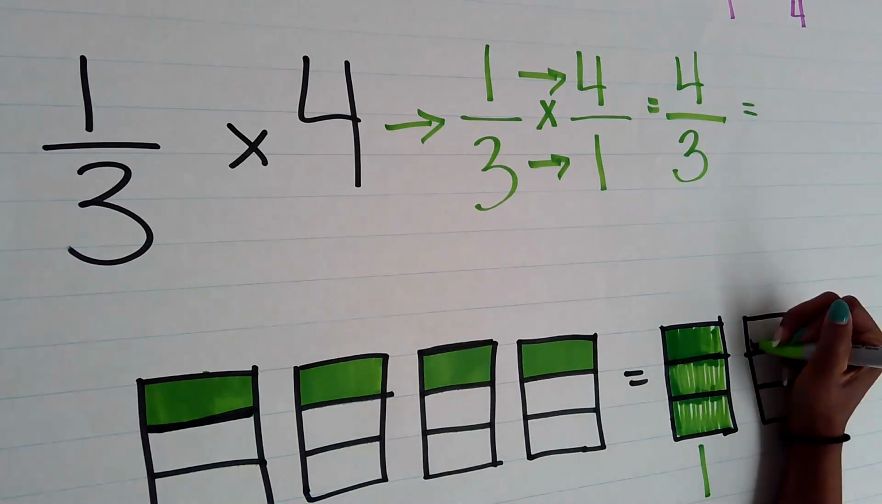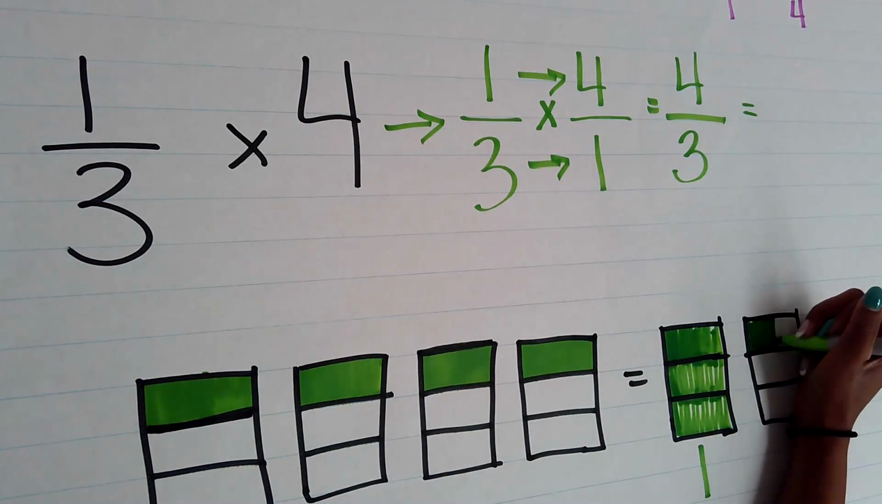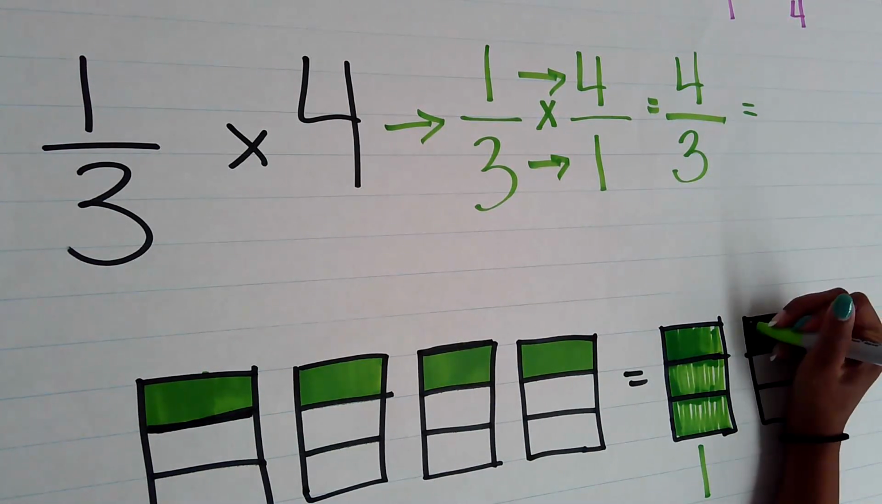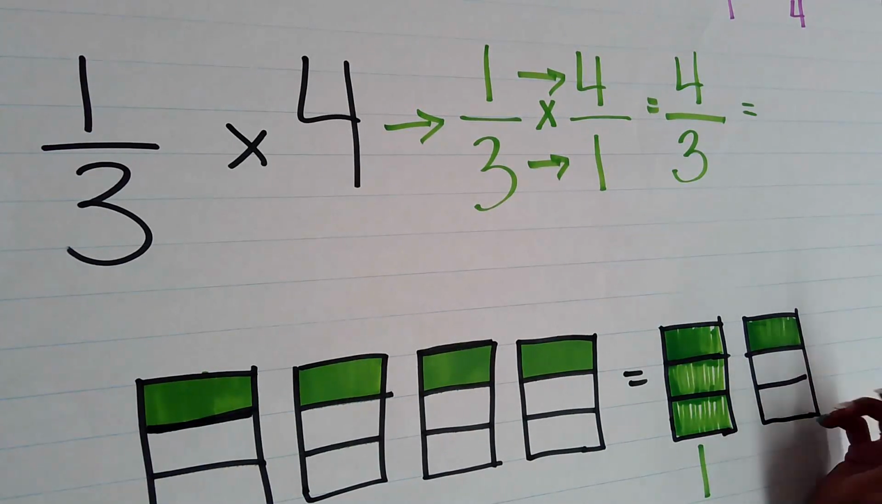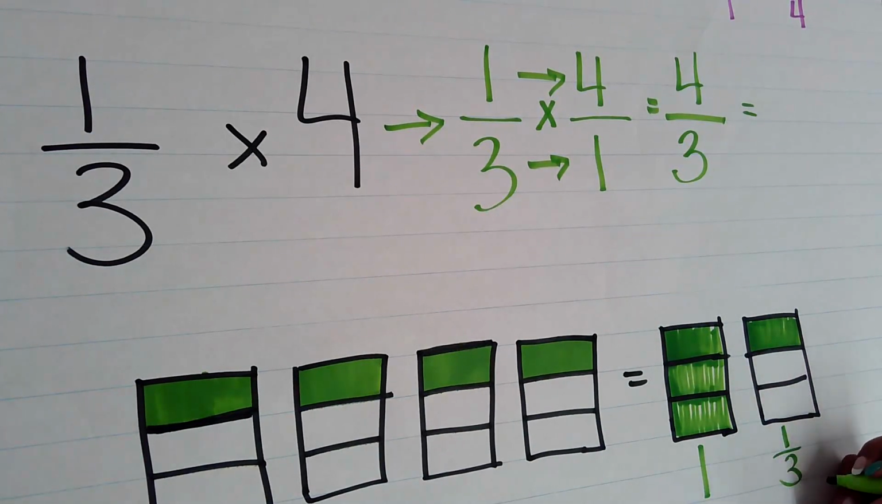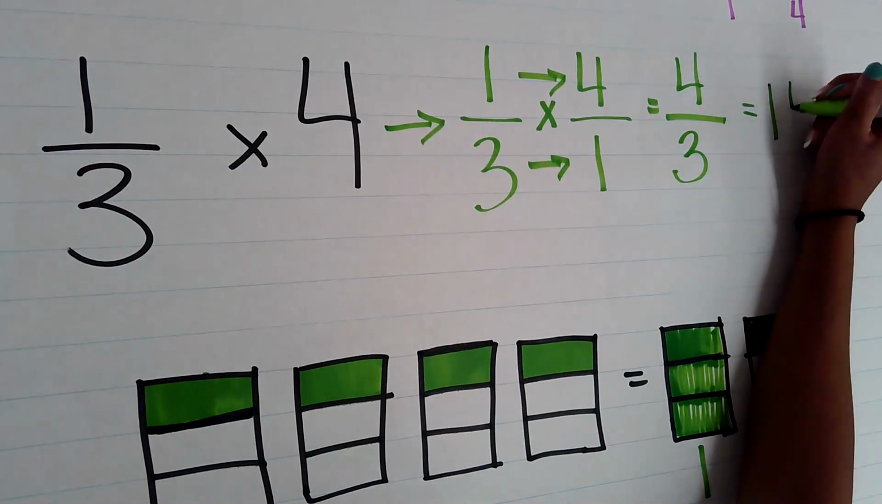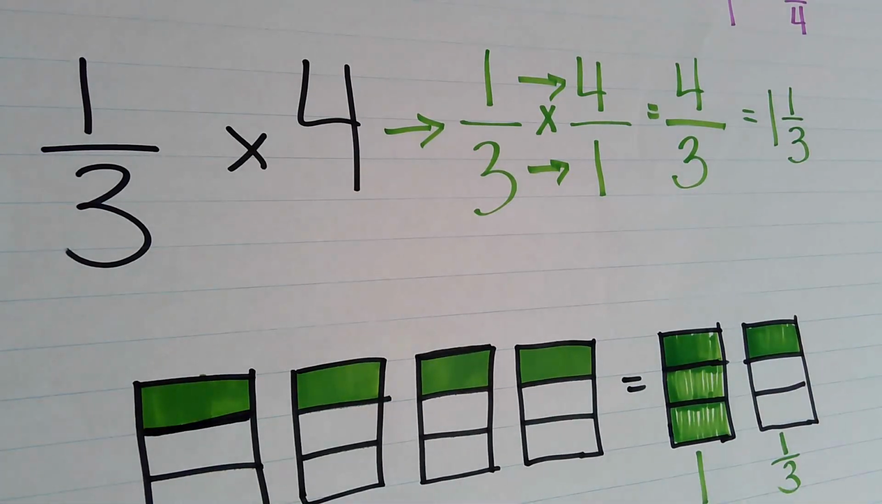Then I have a third left over. That third needs its own whole. So then I have 1 and only 1 out of 3 shaded in, which gives me 1 and 1/3 as my simplified answer.